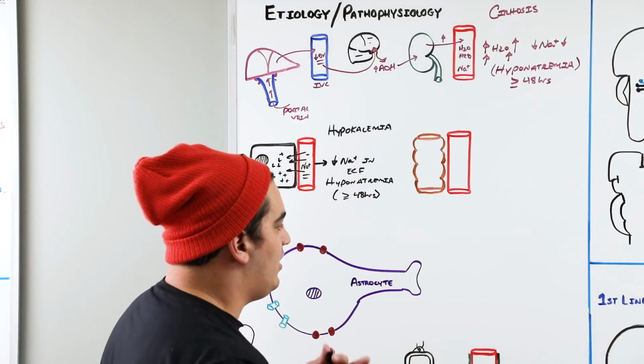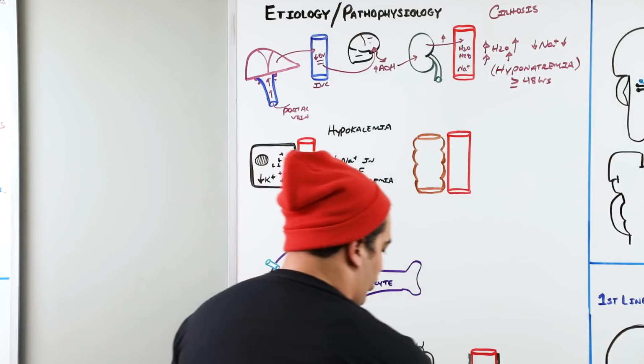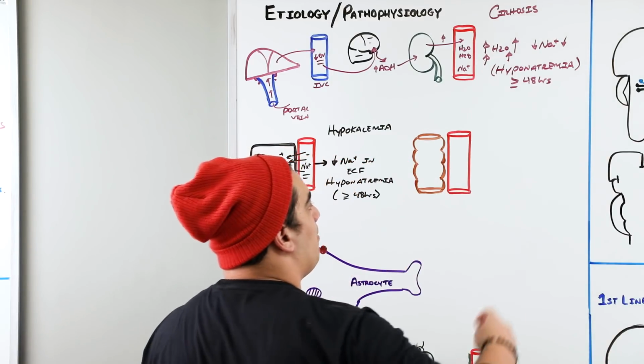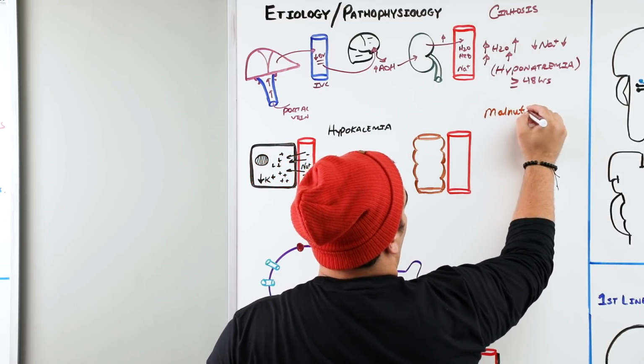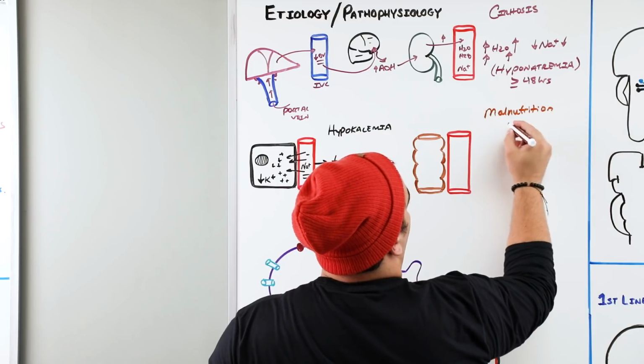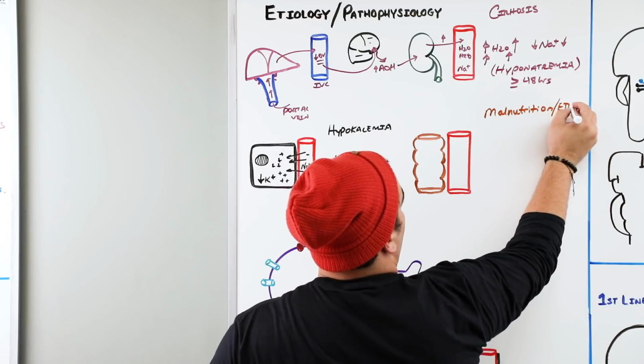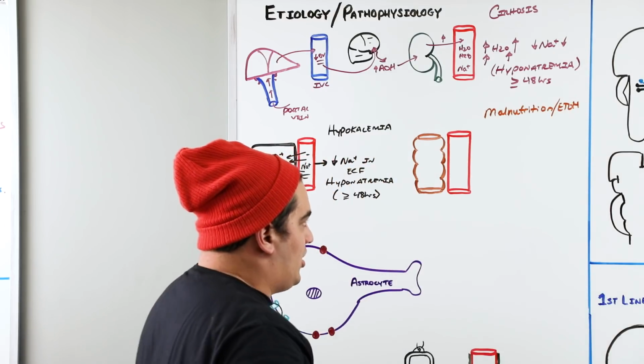The next two is kind of a double whammy. This next one you can see in people who have severe malnutrition, so malnutrition, or they're an alcoholic, so we'll put ETOH. So how does this work?